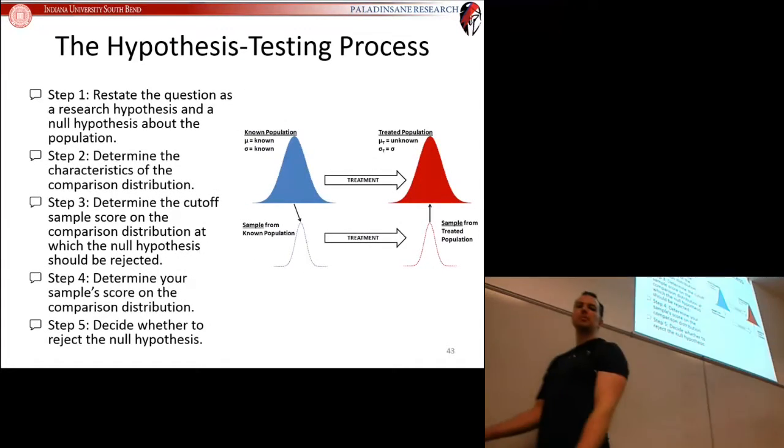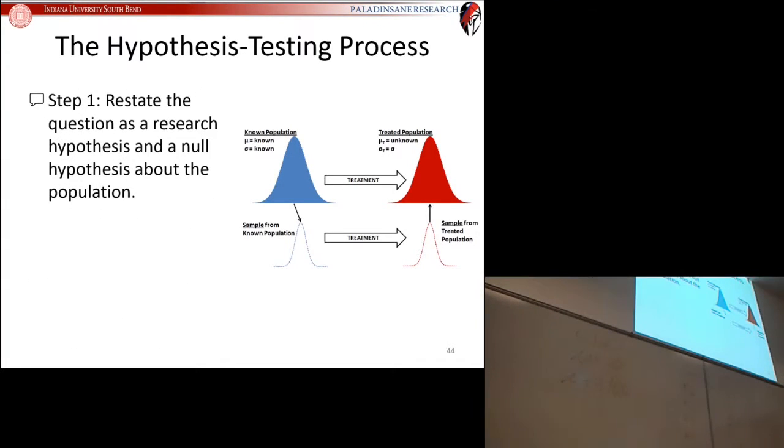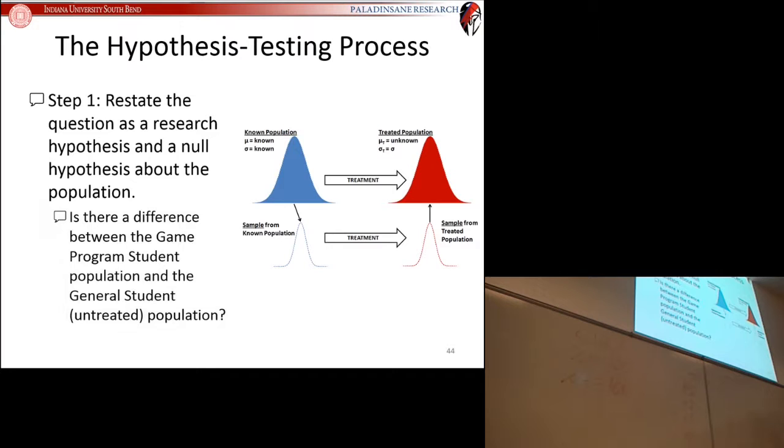Let's get down to business. So we got our 5 steps that we're going to go through. Let's start off with step number 1. We need to restate the question that we're interested in as a null hypothesis and a research hypothesis about the population. This is what we want to know. Is there a difference between the game program students population and the general untreated student population? So if we were able to apply our games program to all the students in the United States, will that change the population of students? That's what we want to know.